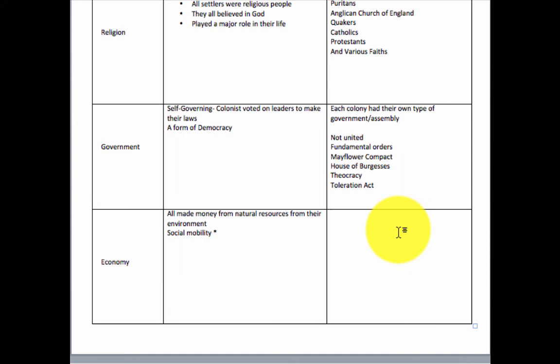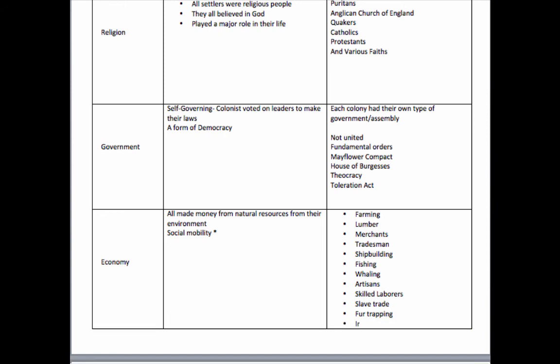Now, we have a lot of differences when it comes to our economy. You've seen in the notes that you took and in the maps that there are a lot of different things that the colonists are using to make money. We're going to list these here. We have farming, cutting lumber, merchants who are selling goods, tradesmen, shipbuilders, fishermen. They even did whaling, which is the hunting of whales. We have artisans, skilled laborers, the slave trade. We have fur trapping. And last one, we have iron mining.